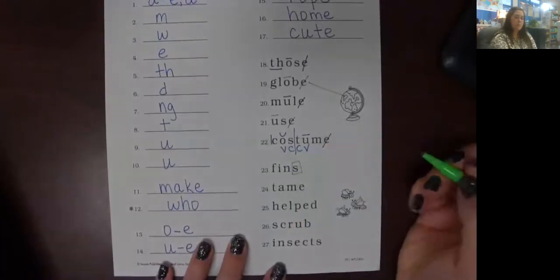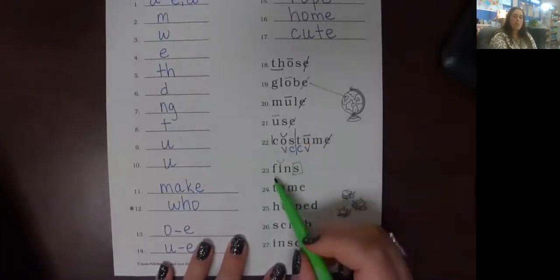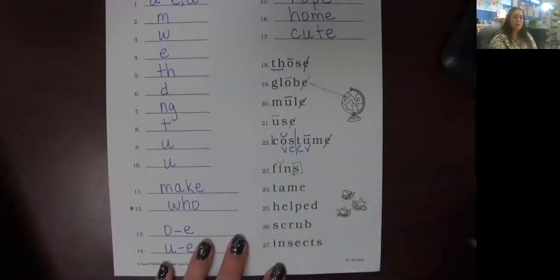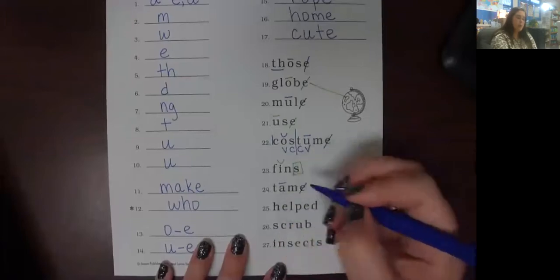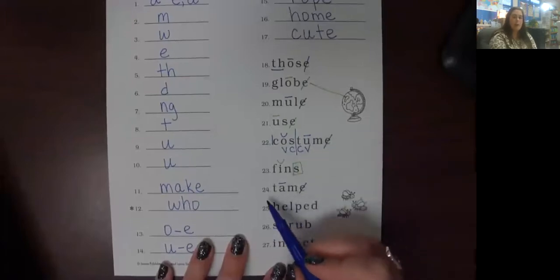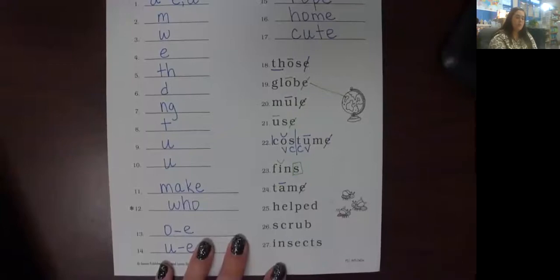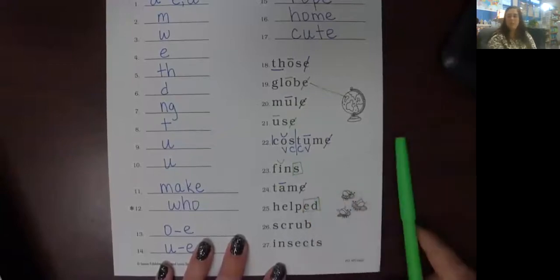Next one, I see a suffix S. We box it in, and the I gets a breve. Fins. Next one, I see A consonant E. Cross out the E, macron on the A. Tame. Next one, I see suffix ED.